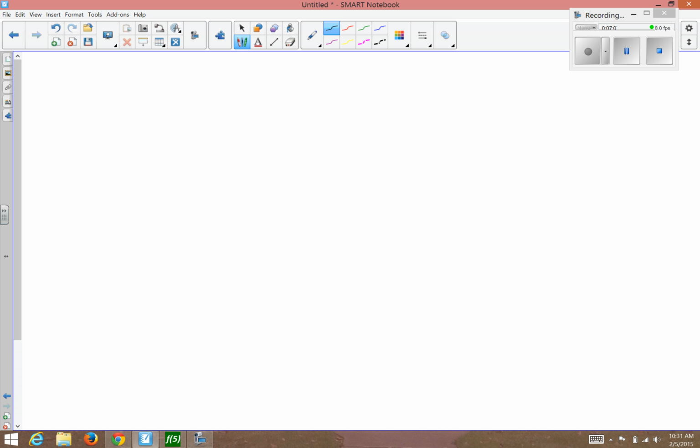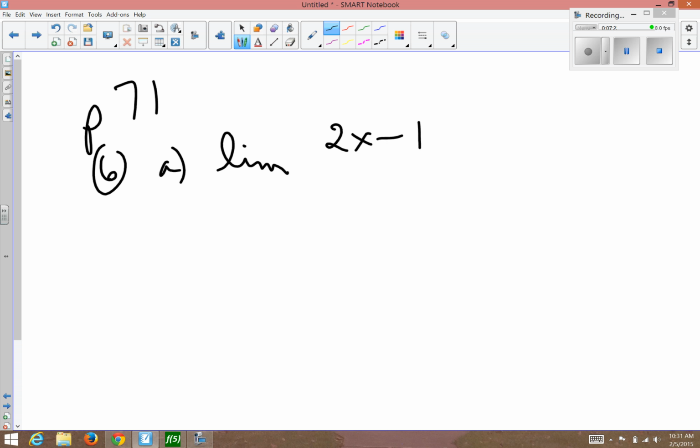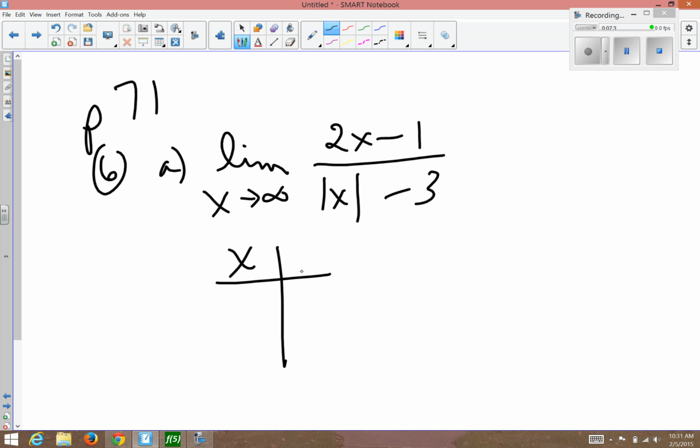All right, now I'd like to do number 6 on page 71. Same directions. Part A is find the limit of the function, we're doing exercise 6, 2x minus 1 over the absolute value of x minus 3, and x is approaching infinity. So use a calculator. In this case, the function is what I have this red circle around. x is approaching infinity, so plug in numbers that get larger and larger.